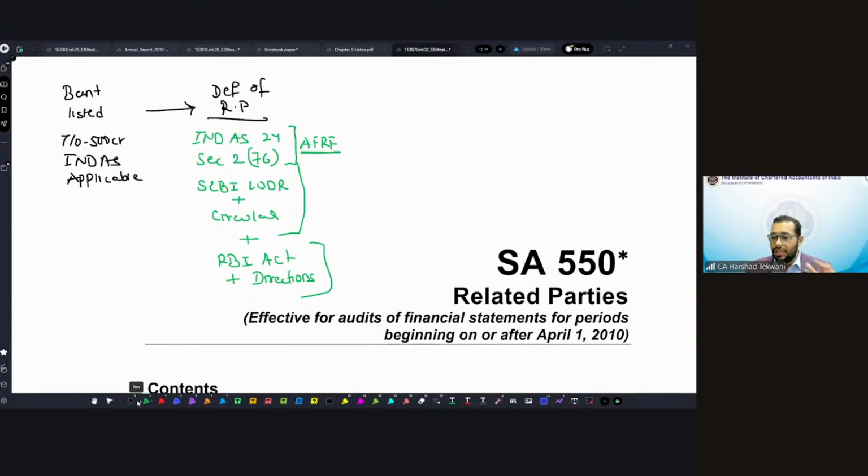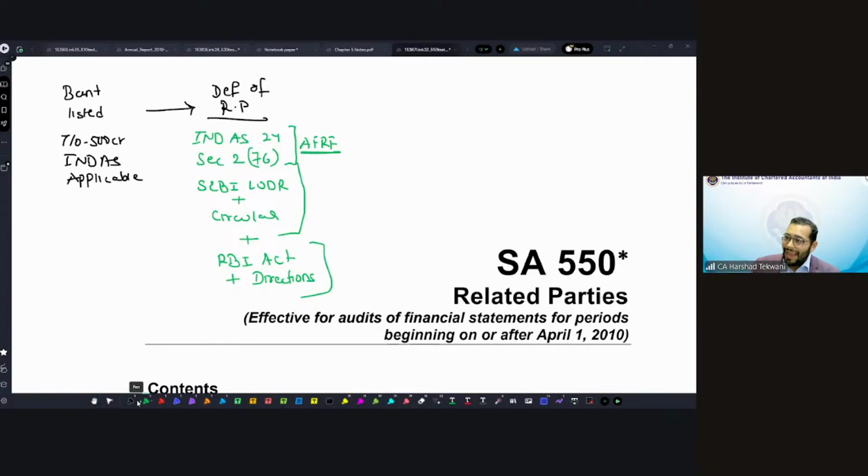Because this is a very important part, understanding the applicable financial reporting framework. And very little attention is being paid to this area. Practically, a lot less attention is paid to identifying the applicable financial reporting framework for related party rather than the testing which is being done.